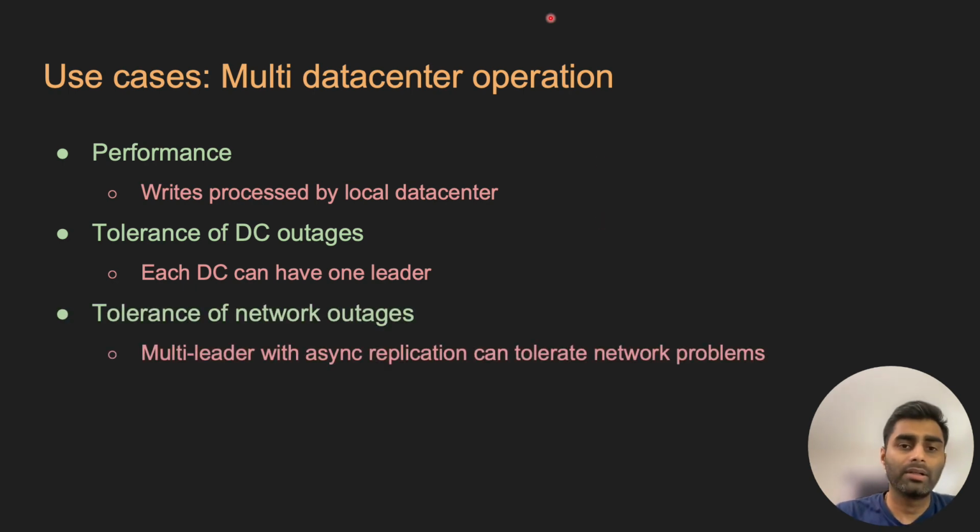Also, the traffic between data centers usually goes over the public internet, which may be less reliable than the local bandwidth within a single data center. A single leader configuration is very sensitive to problems in this inter-data center link. A multi-leader configuration with async replication can usually tolerate network problems better. A temporary network interruption won't prevent the writes from being processed.